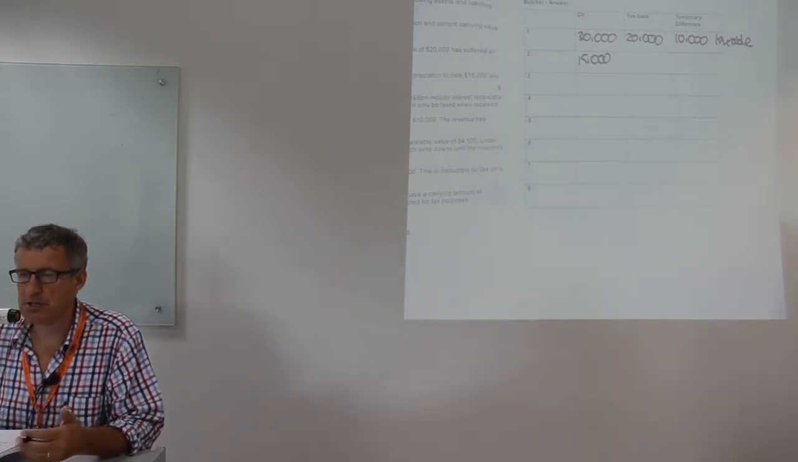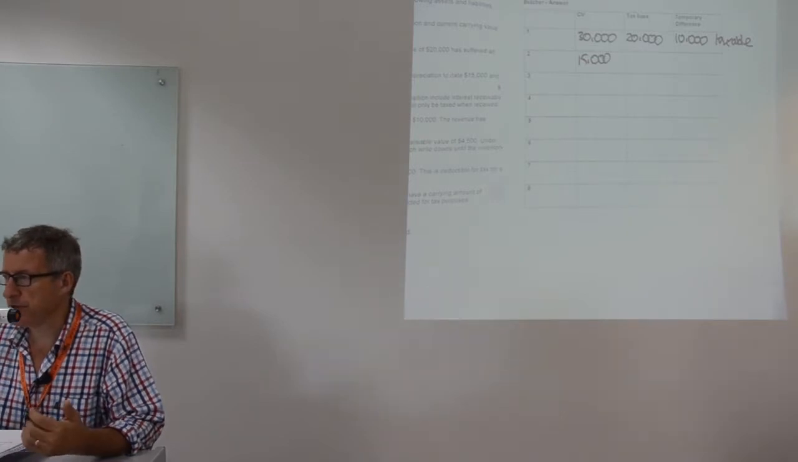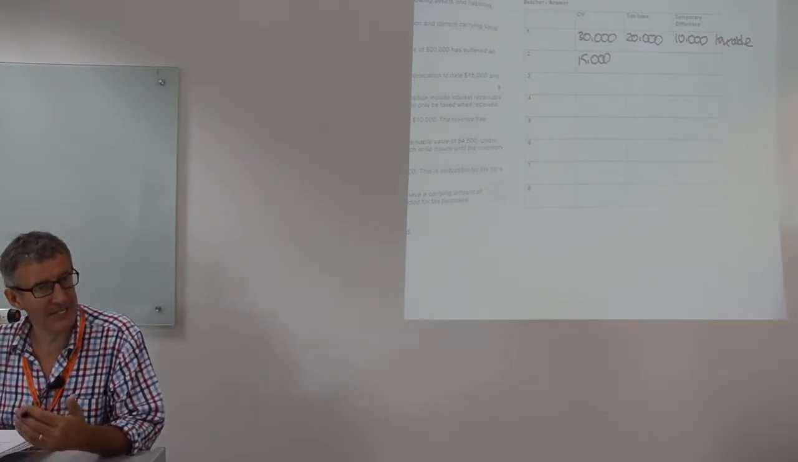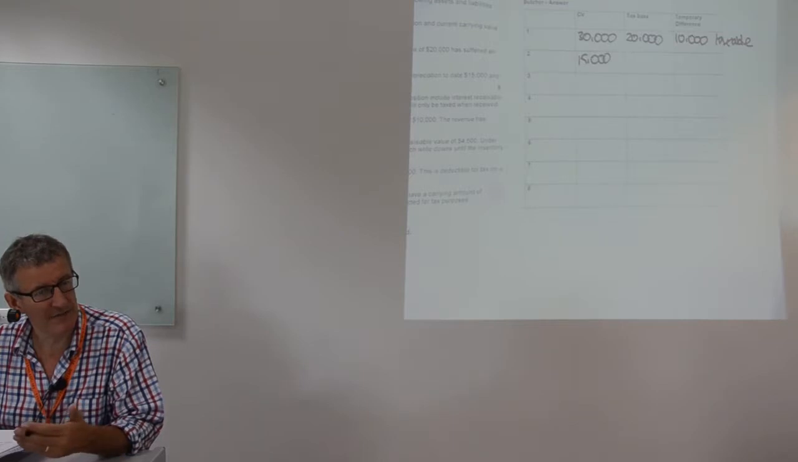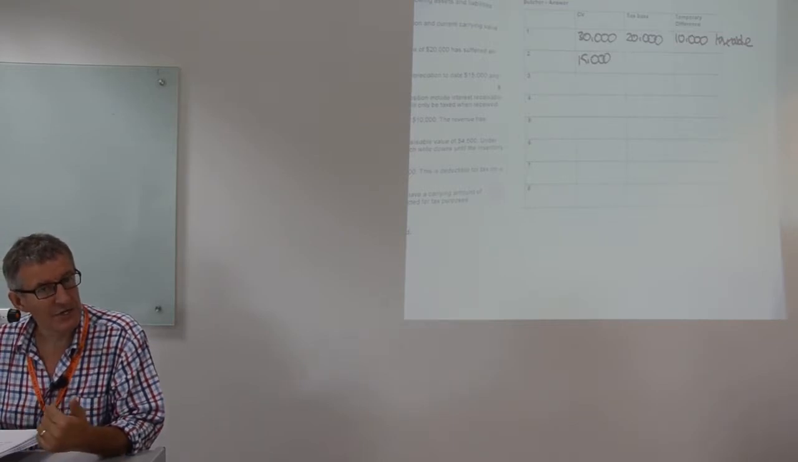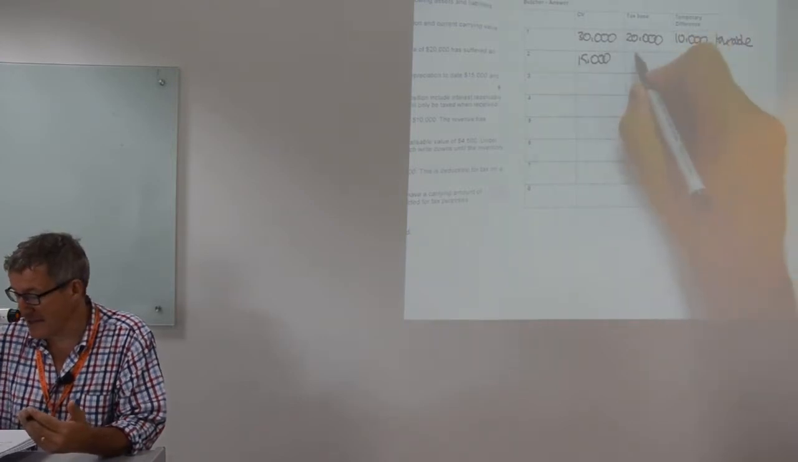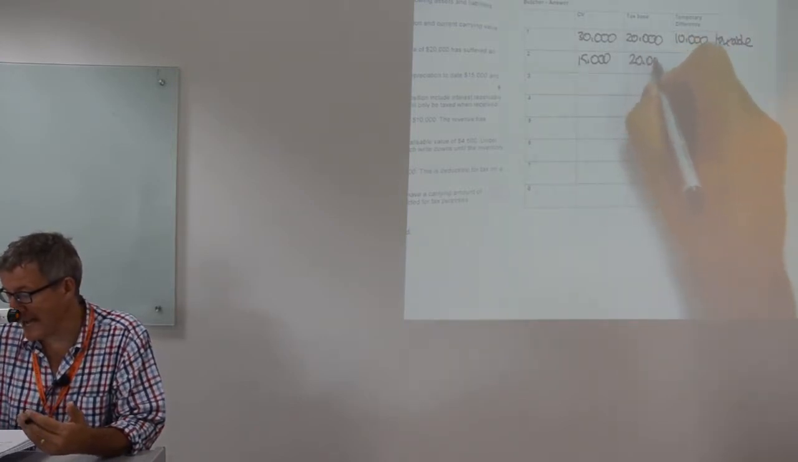With an impairment loss, it's a non-cash expense. With an impairment loss, you are not going to get immediate tax relief. It will be disallowed. So therefore, the taxman ignores the impairment loss, and therefore the tax base remains at 20.